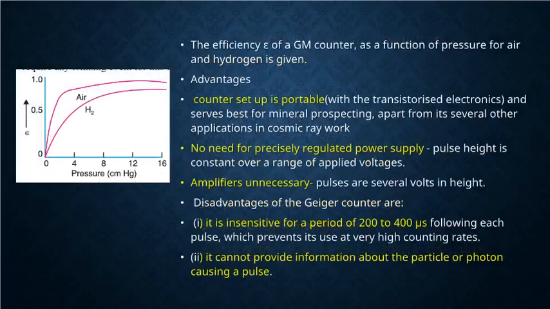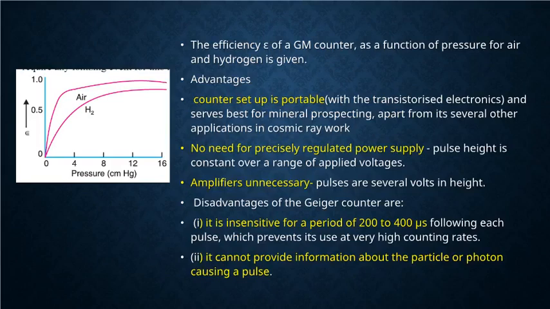Look at the graph which shows efficiency as a function of pressure for both hydrogen and air. It's seen that initially with increase in pressure, efficiency slowly increases, and beyond a certain pressure, efficiency remains almost constant. Geiger-Müller counter has many advantages. The first advantage is that this type of counter is portable and serves best for mineral prospecting, apart from its several other applications in cosmic ray work.